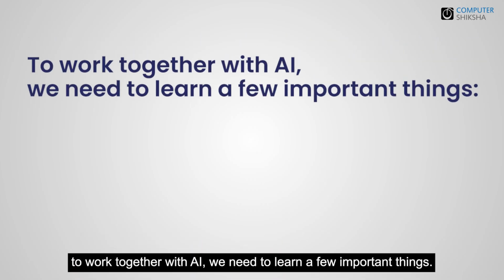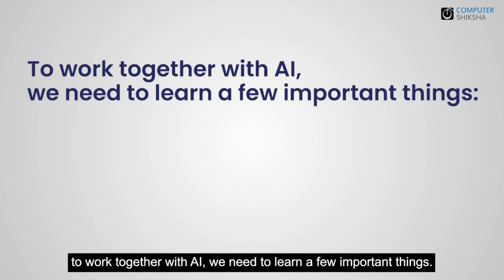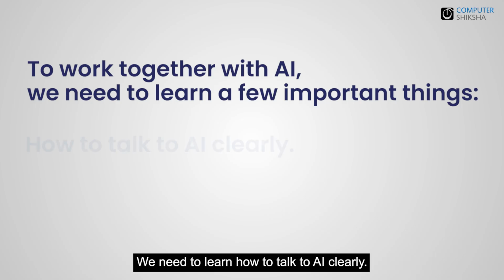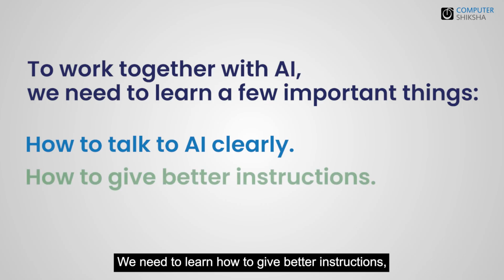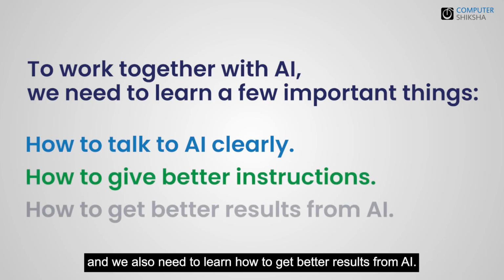Now students, to work together with AI, we need to learn a few important things. We need to learn how to talk to AI clearly. We need to learn how to give better instructions. And we also need to learn how to get better results from AI.